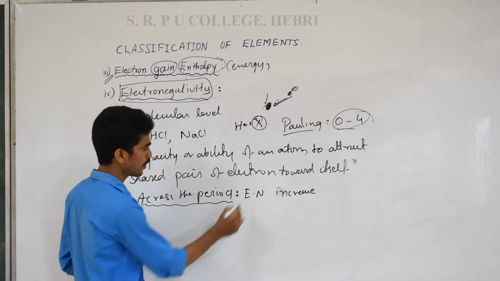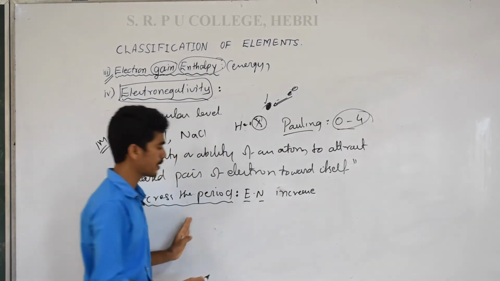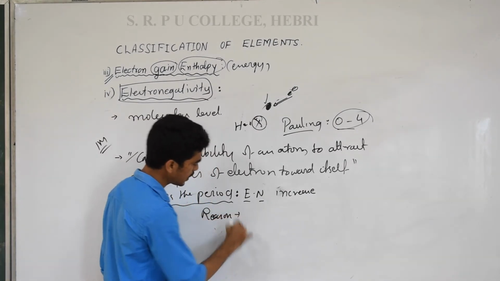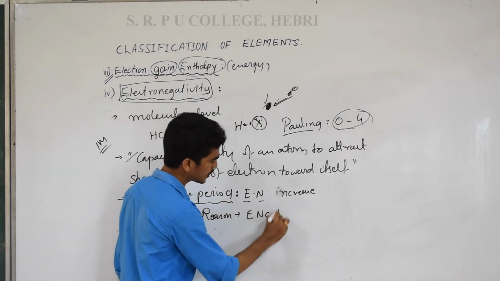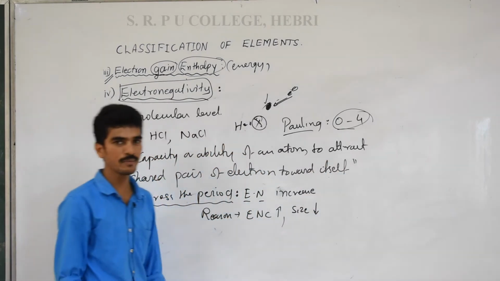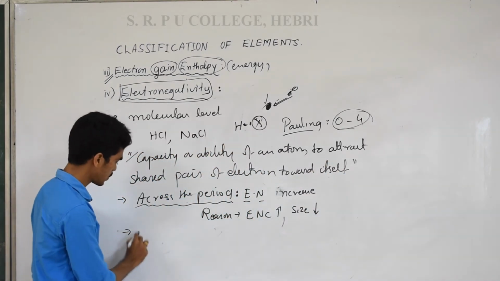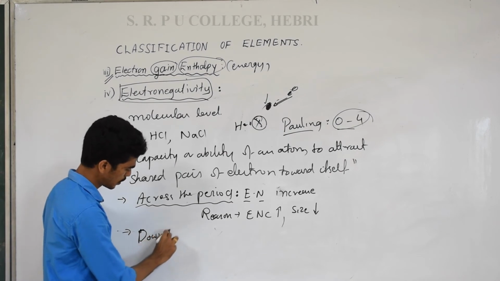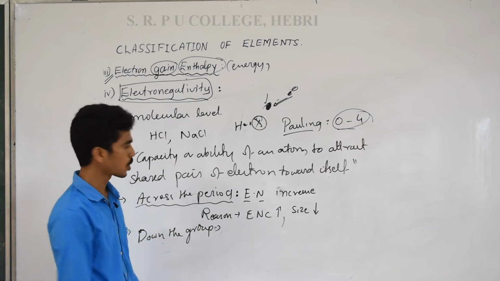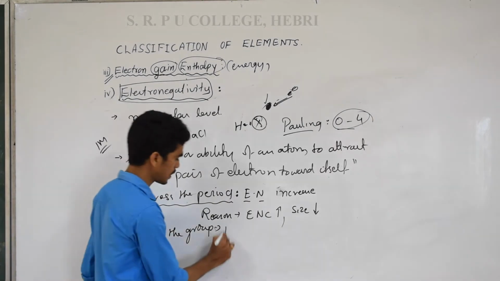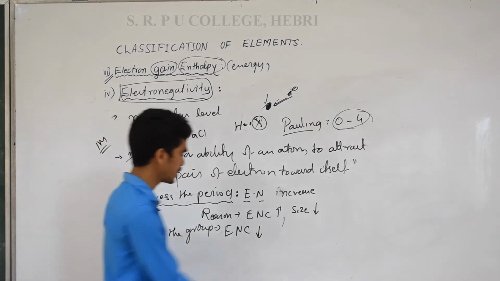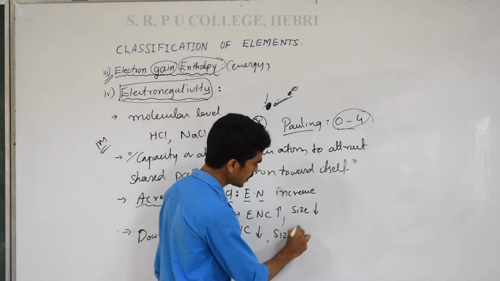One thing to remember here: electronegativity increases across the period. What is the reason? The reason is that effective nuclear charge increases and size decreases. Same rule you should apply. Then next, down the group. What happens down the group? What happens to size? Effective nuclear charge decreases, is it right? Effective nuclear charge decreases and size increases.